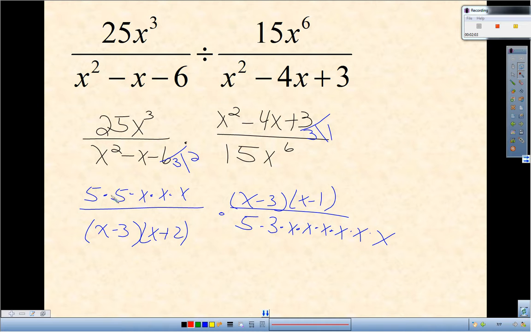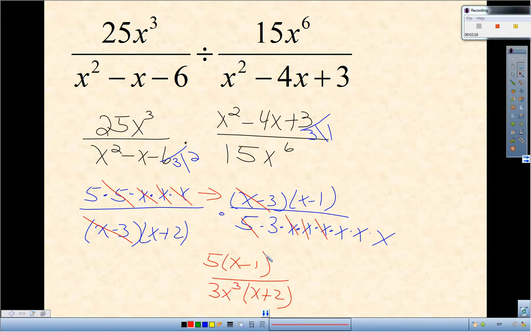Now let me look for my common factors. I have a common factor of 5. I have 3 x's in common, and an x minus 3. So in the numerator, what's left over is 5 times x minus 1. In the denominator, I have 3x cubed times x plus 2. And that's my answer for that one.